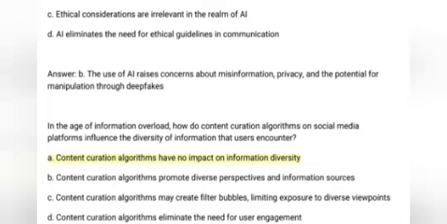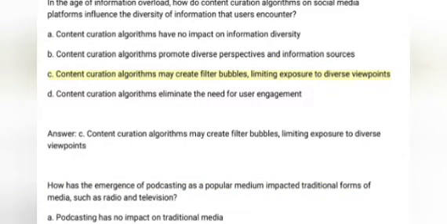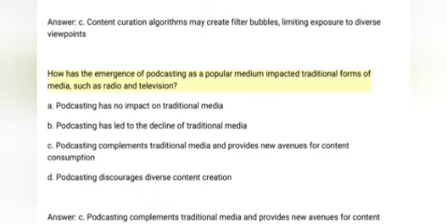Content curation algorithms have no impact on information diversity. B. Content curation algorithms promote diverse perspectives and information sources. C. Content curation algorithms may create filter bubbles, limiting exposure to diverse viewpoints. D. Content curation algorithms eliminate the need for user engagement. Answer. C. Content curation algorithms may create filter bubbles, limiting exposure to diverse viewpoints.